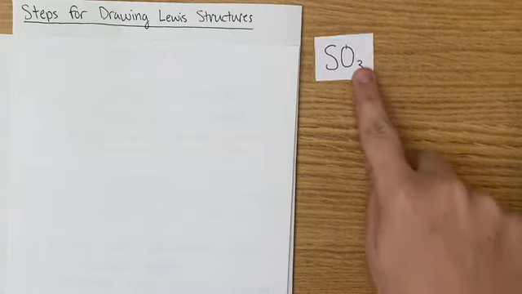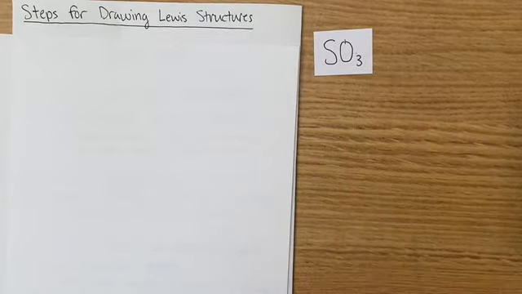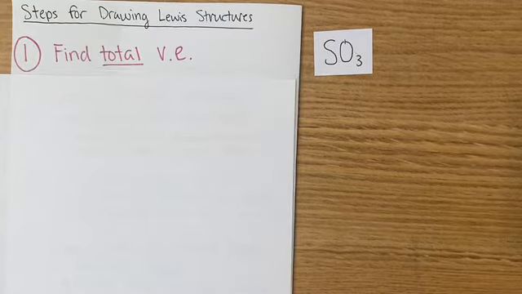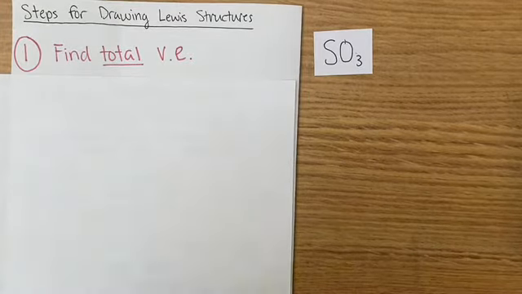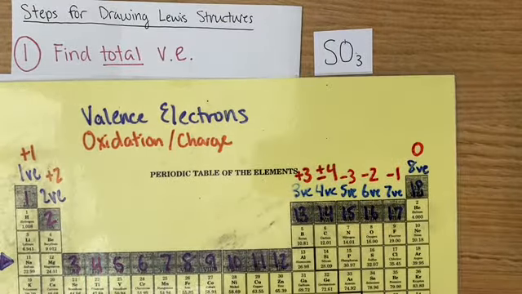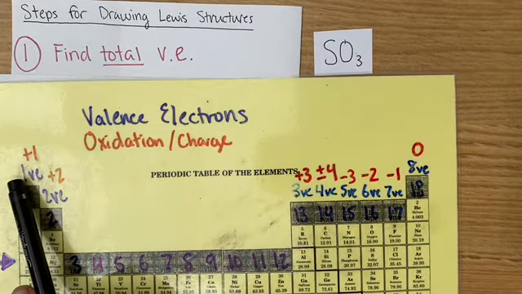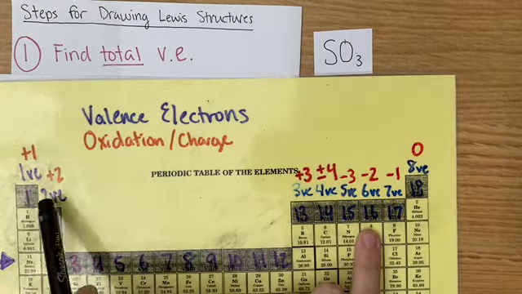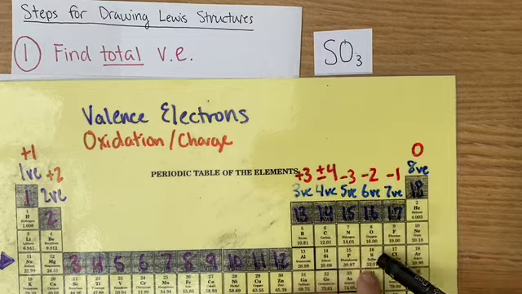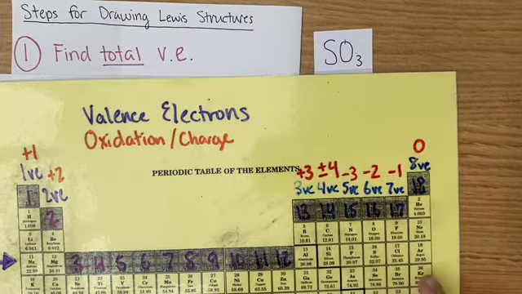Let's work through an example for SO3, which is named sulfur trioxide. So the first step of drawing a Lewis structure is going to be to find the total number of valence electrons. In our compound, we have sulfur and oxygen, so we need to know how many valence electrons those elements have. Remember that the valence electrons depend on what group they're in. So we count from left to right. Oxygen and sulfur are both right here, which means we have 1, 2, 3, 4, 5, 6 valence electrons in one sulfur atom and one oxygen atom.